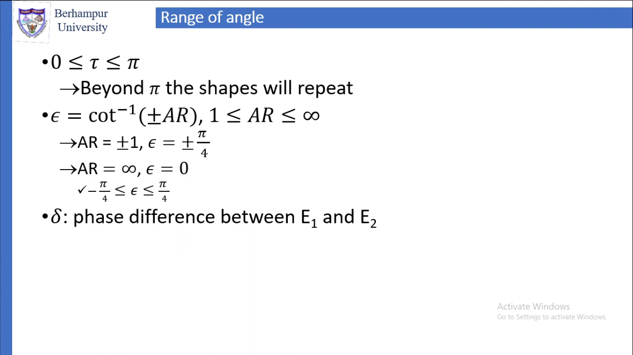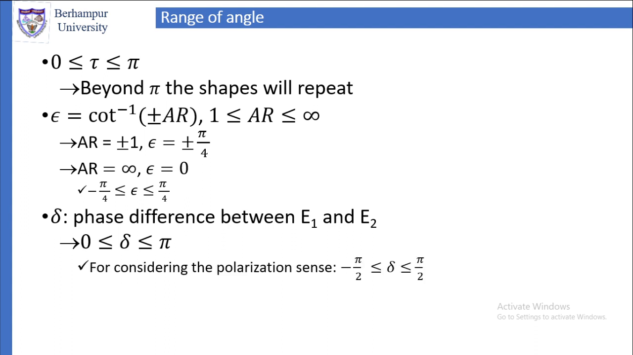Then delta is the phase difference between E1 and E2. Since it is the phase difference, we have already seen 0 will be less than or equal to delta, less than or equal to pi, or you can say minus pi by 2 if you are considering the sense of polarization. We take it as minus pi by 2 less than or equal to delta, less than or equal to pi by 2. The total range is pi. So minus pi by 2 to 0 will be left hand, and 0 to pi by 2 will be right hand. That is why we take it in this way.